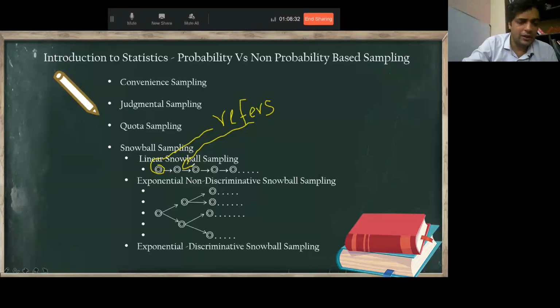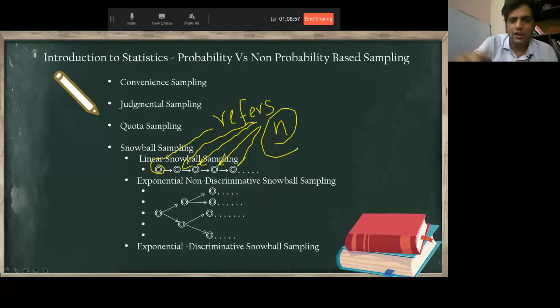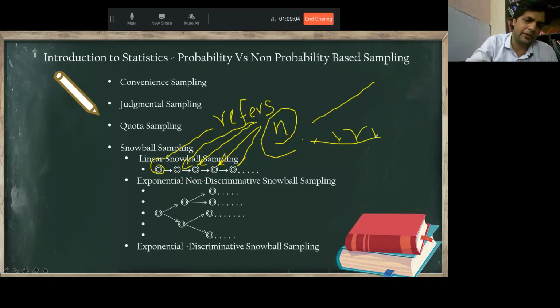Let's say I want to ask students who play basketball. Not everybody in my class plays basketball, but one student I know plays. So I ask him, and he refers me to another player, and that player refers me to another player, then another, and that's how I keep selecting my n. That's linear. Linear means a straight line. Within a straight line, one refers another, another refers another, another refers another. That's how I build my small n. Understand?